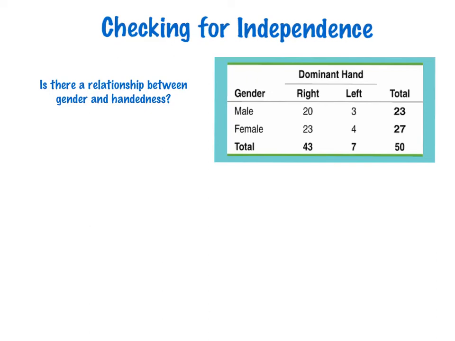Independence is an idea of the relationship between two events, and later we'll extend that to the relationship between two variables. But I need to know whether or not the probability of one event changes based on my knowledge of the occurrence of the other event. And so here we have a two-way table that shows handedness, either right handedness or left handedness, by gender. And we want to be able to determine whether or not two events are independent.